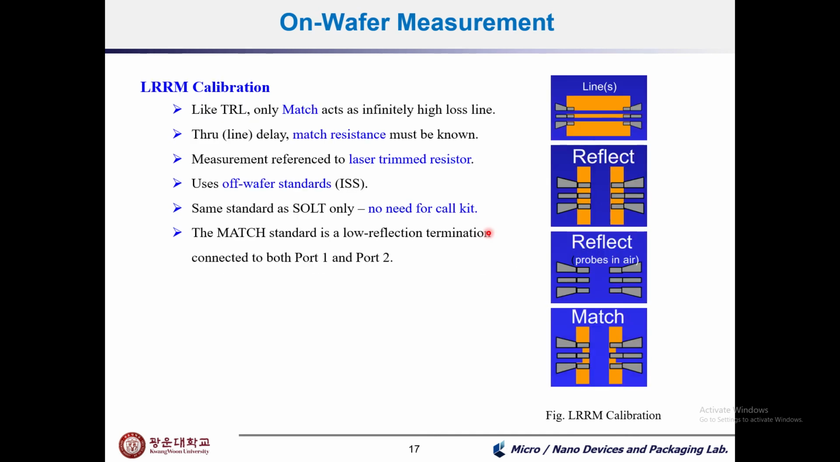So another method is the LRM or LRRM calibration method. This is similar to the TRL, and here the other term is the match, which acts as an infinitely high loss line, and for the through or delay line, the match resistance must be known. In this case also the measurement reference is the laser trim resistor, and this is the same standard as SOLT, so there is no need for a new one.